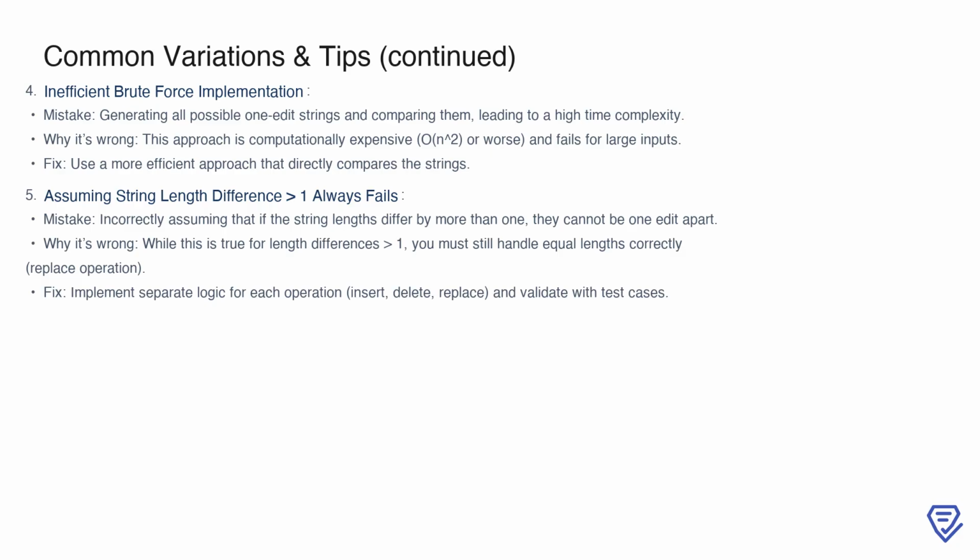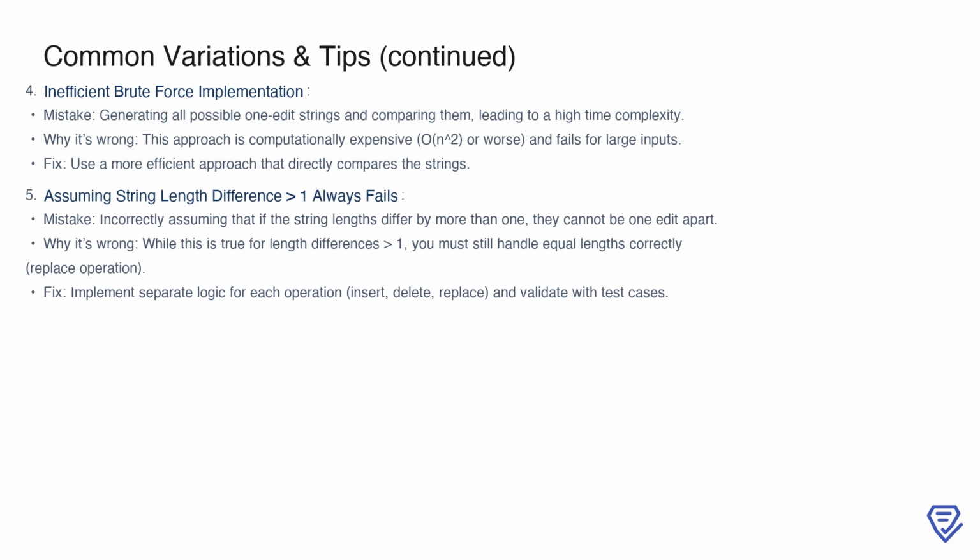Another common pitfall is relying on inefficient brute force implementations. For example, generating all possible one-edit variations of a string and then comparing them can significantly increase time complexity, often to O(n squared), or worse. This approach becomes impractical for large inputs, so it's better to use a direct comparison method that's more efficient.